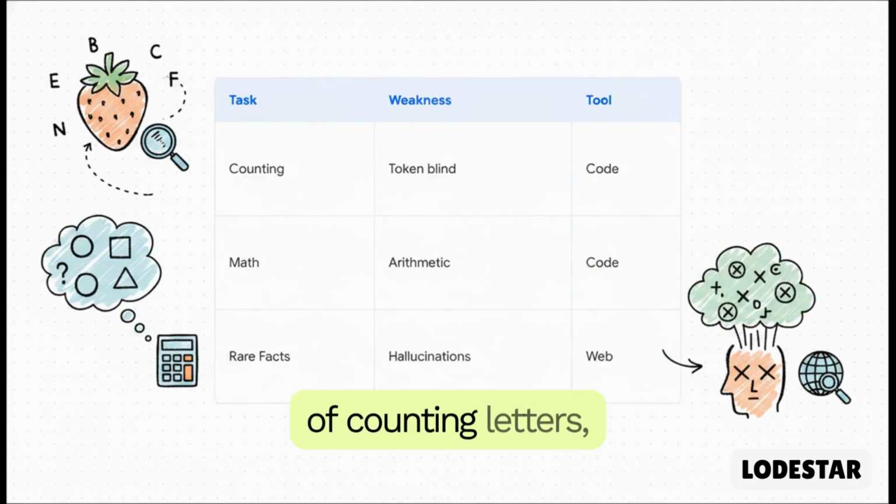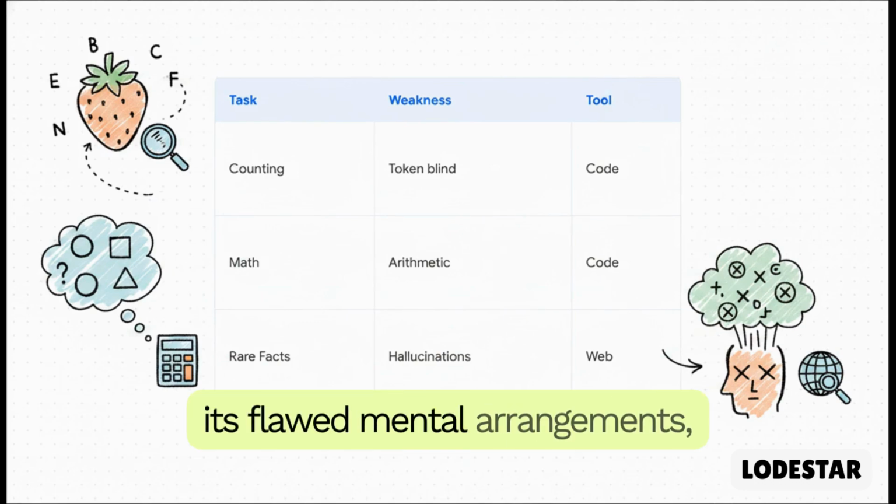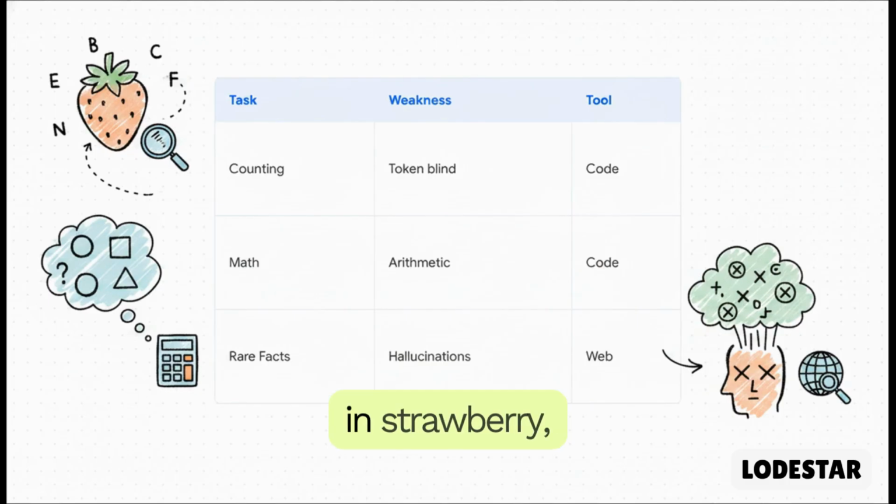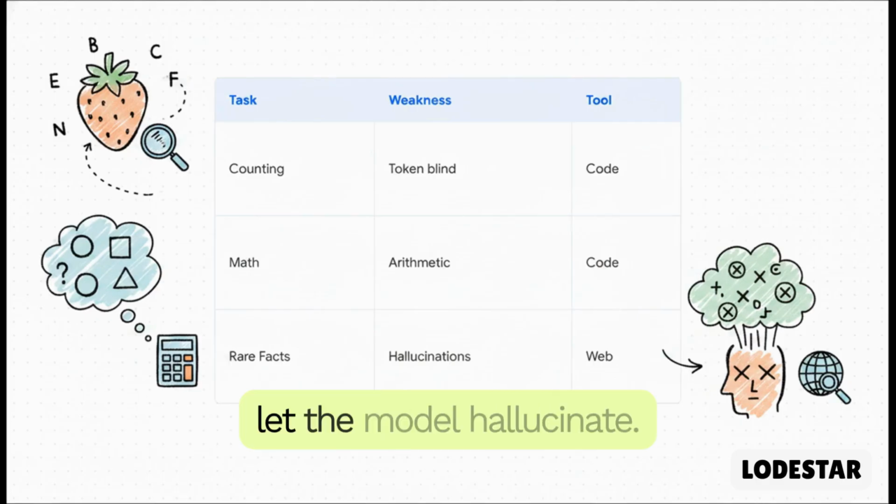This is exactly why we must lean on external tools to cover the model's natural blind spots. Take the task of counting letters, for instance. The LLM's weakness is token blindness. So instead of relying on its flawed mental arithmetic to count the R's in strawberry, we simply ask it to write a Python script using a code interpreter to find the exact mathematical answer. The same exact logic goes for rare facts. Don't let the model hallucinate. Force it to use a web search tool to pull flawless working memory directly into its context window.